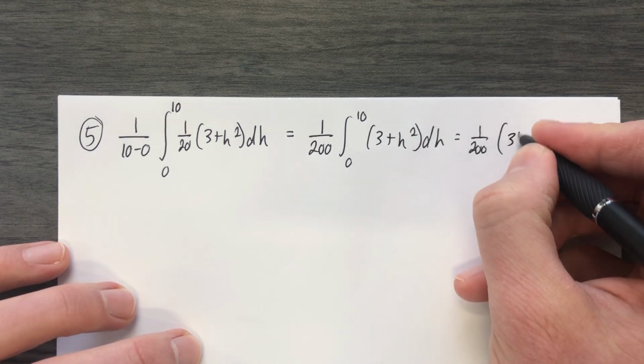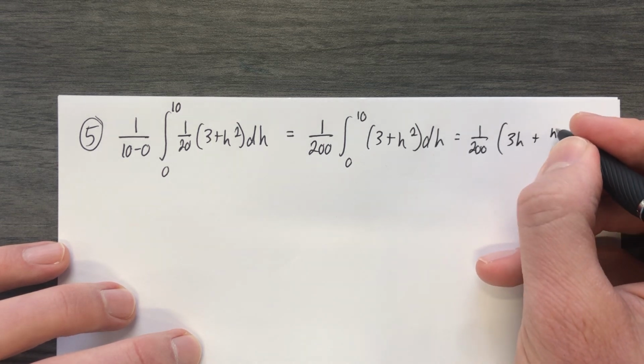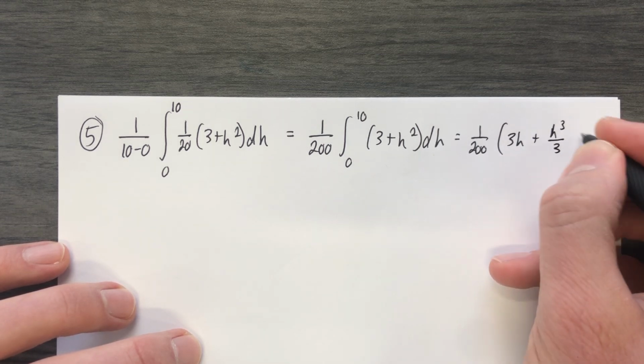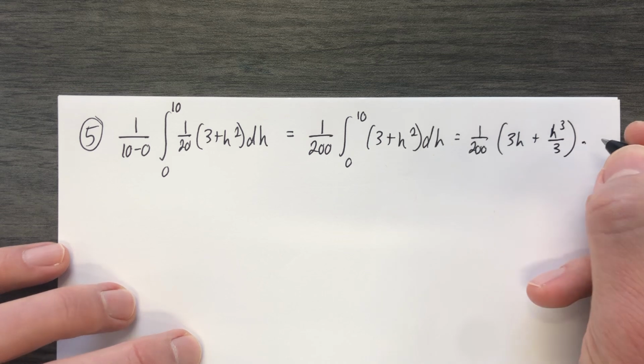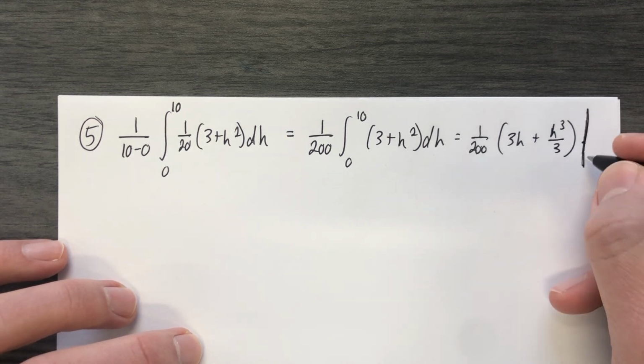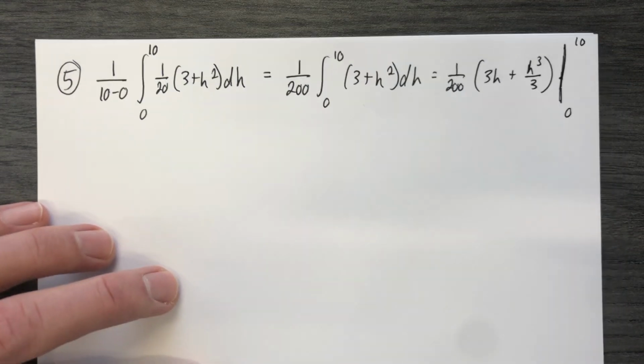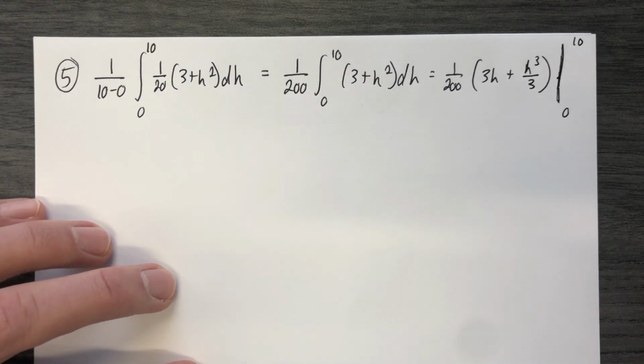Antiderivative of 3 is 3h. Antiderivative of h squared is h cubed, divided by 3, so 1/3 of that. And I almost wrote dh, but it's not. It's a vertical line from 0 to 10. Okay, no sense in plugging in a 0. When you plug in a 0 here, you're going to end up with 0 anyway.